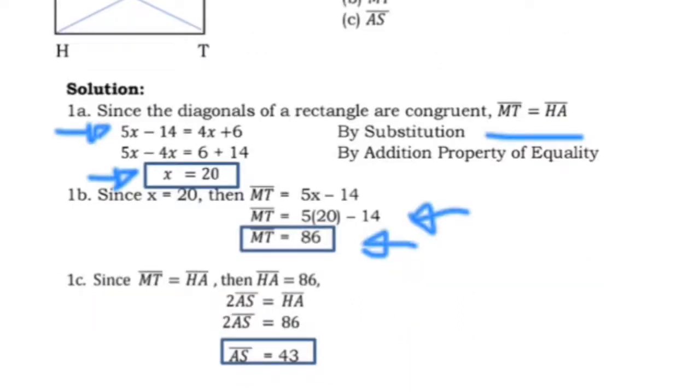Then letter C, find line segment AS. Now, MT is equal to HA. So we can say that HA is also equal to 86. And AS is half of AH. So we can say that AS is 86 divided by 2. So line segment AS is equal to 43.